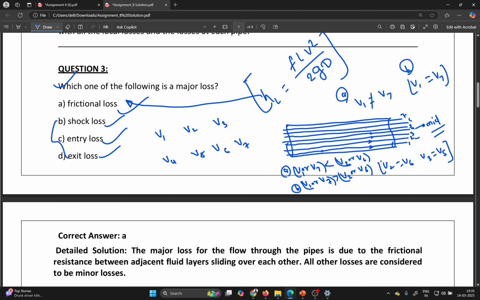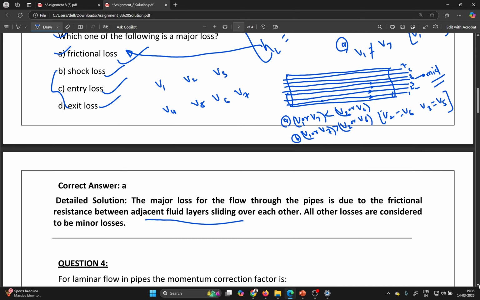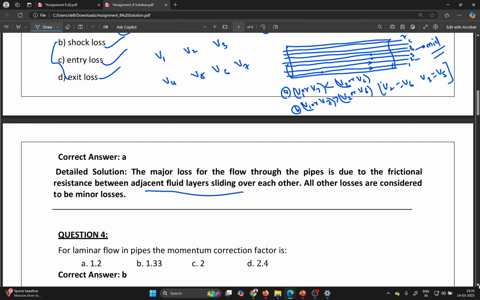So what will happen? Each layer tries to reduce the velocity of the adjacent layer from the surface. That is what is written here. The resistance means it tries to reduce the velocity, and these things contribute to major losses, that is the friction losses in the pipe flow. So this is all about the concept. Now we'll move on to the next question. Here you can see the answer will be B.